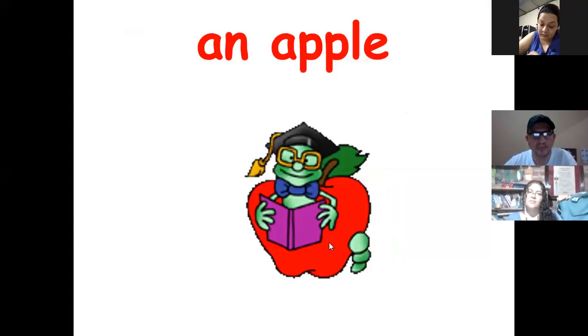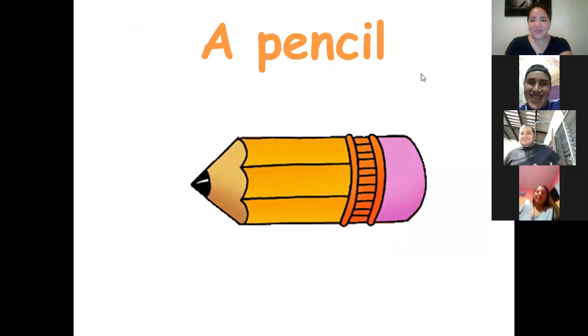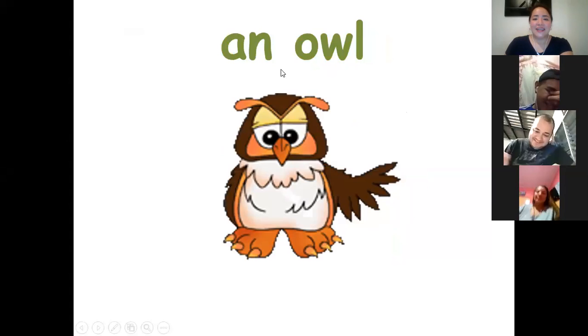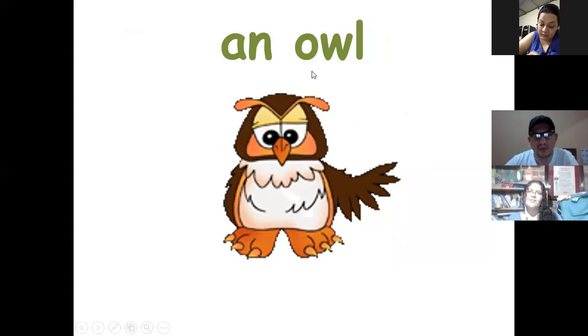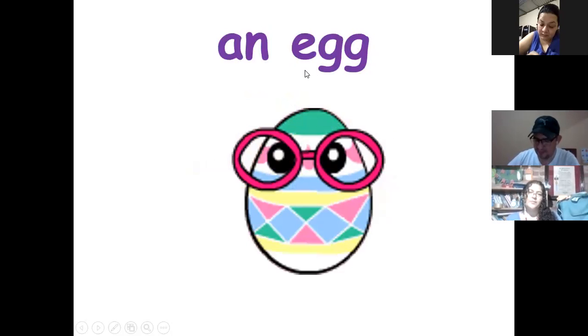These are other examples. ¿Ve? An apple. Que huele a quemado. ¿Ve? A pencil. Me voy a quemar la casa. A pencil. Miren. Owl. Búho. Owl. Un búho. An owl. ¿Ve? Train, a train. Egg, an egg. Un huevo, ¿ve? An egg. Y lo unen, okay?